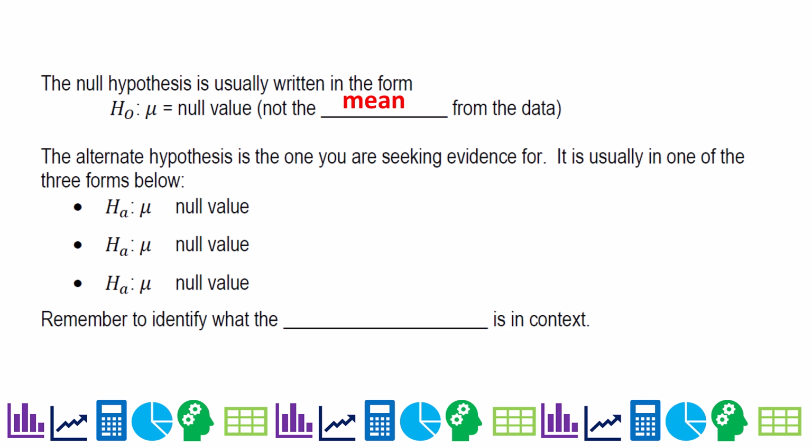The alternate hypothesis is the one you're seeking evidence for, and it never uses the equal sign. It might use the greater than, the less than, or the not equals to. And remember to identify what the parameter is in context.